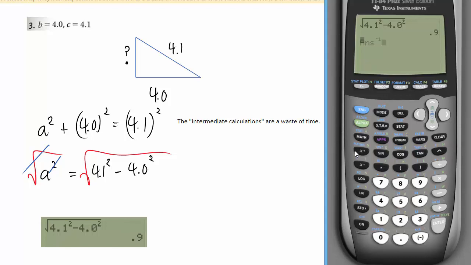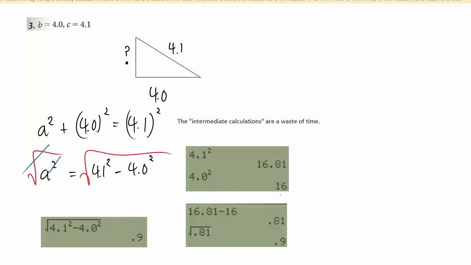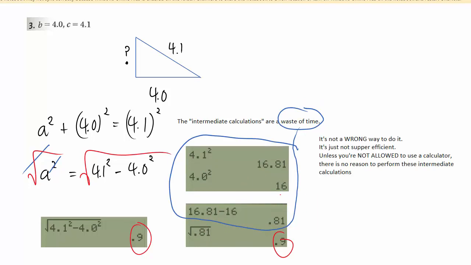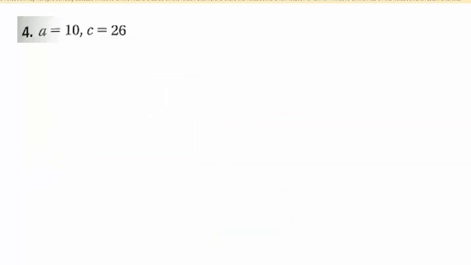Now, I've been kind of flying through, not bothering with the intermediate calculations. Let me show you what happens if I do those intermediate calculations. You may be doing it like what you see on the right side of the screen, but it's a waste of time. It's not necessary unless you have a situation where you're not allowed to use a calculator. There's really no point in doing those intermediate calculations.